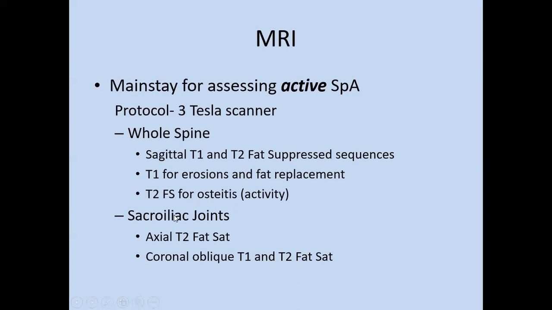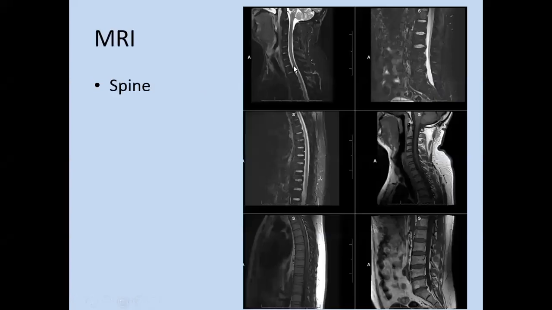The other part of the imaging protocol includes the sacroiliac joints, and our sequences for the sacroiliac joints include axial T2 fat saturated sequence and coronal oblique T1 and T2 fat saturated sequence. So this is how it looks. These are the sagittal images of the whole spine, which includes the T1 cervical, thoracic, lumbar, and T2 fat saturated, again, cervical, thoracic, and lumbar spine. So these are the sagittal images we do.